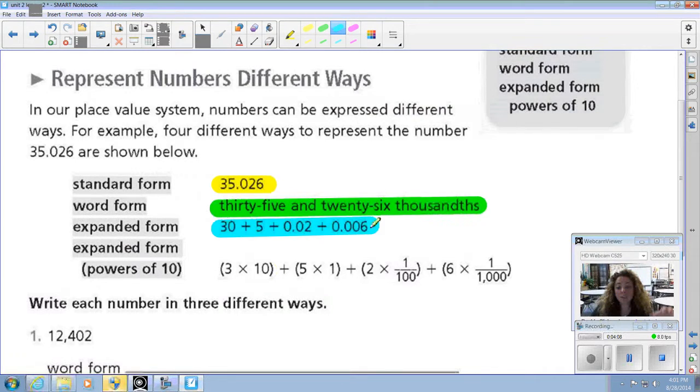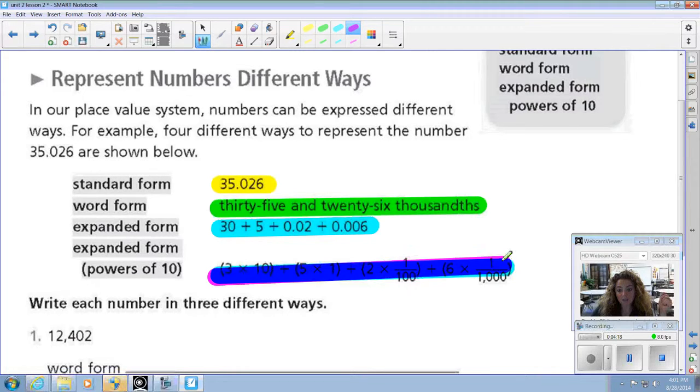Expanded form is where we use the addition signs to break apart the place value. And powers of 10 is we say what those digits would be multiplied by. I should have put that in a different color. Sorry about that. Let's see. Undo. Let's go with a different color.